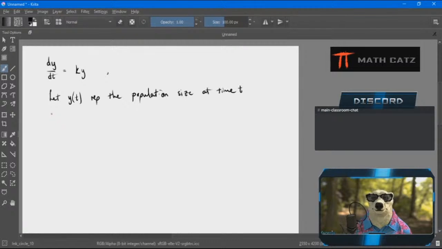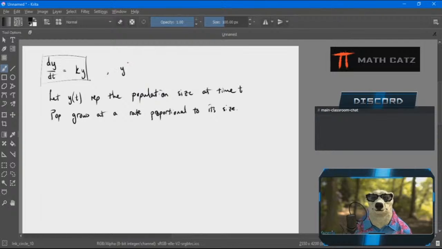And the population grows at a rate that is proportional to its size at that time. And I get this differential equation. That is a mathematical translation of this second sentence.